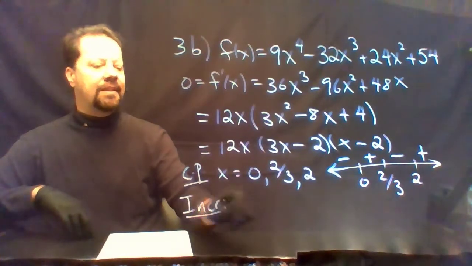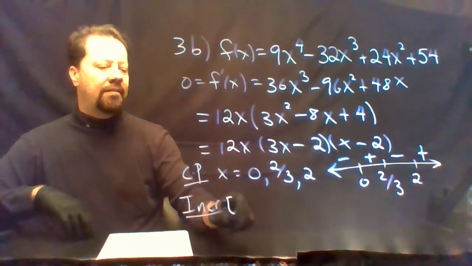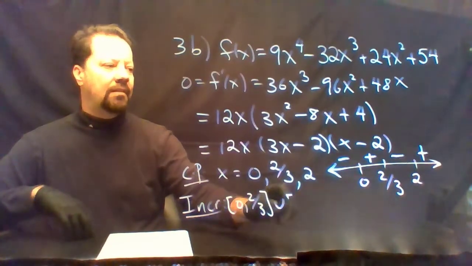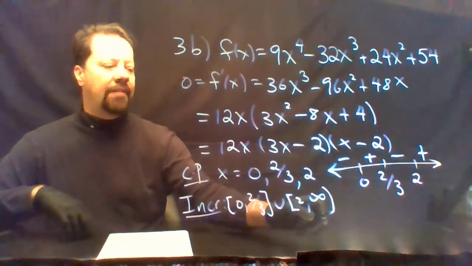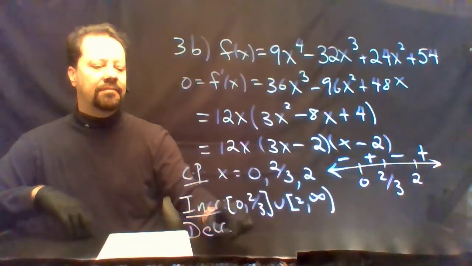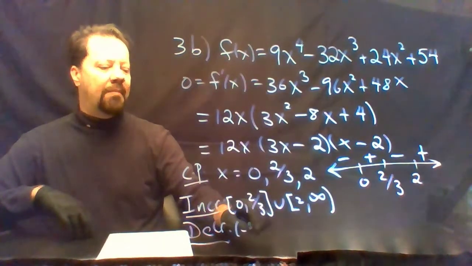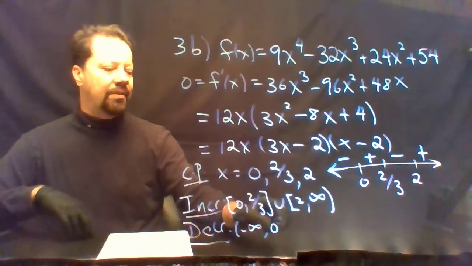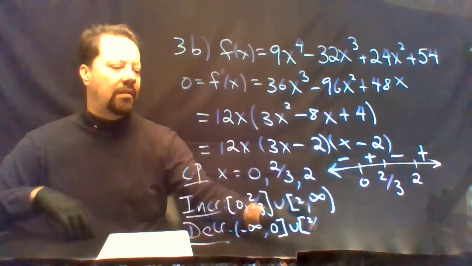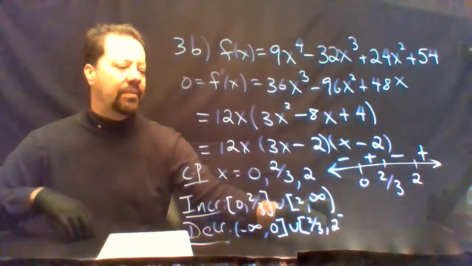It follows then that we're increasing from 0 to 2/3, union, from 2 to infinity. We are decreasing from minus infinity to 0, union, 2/3 to 2.